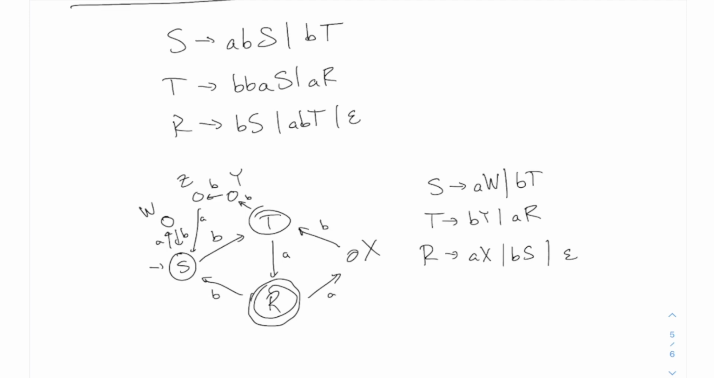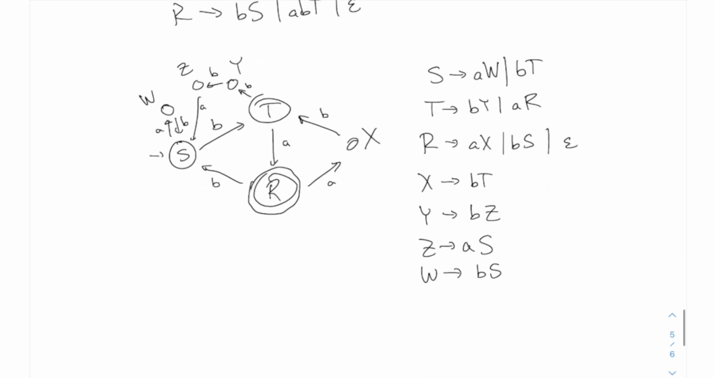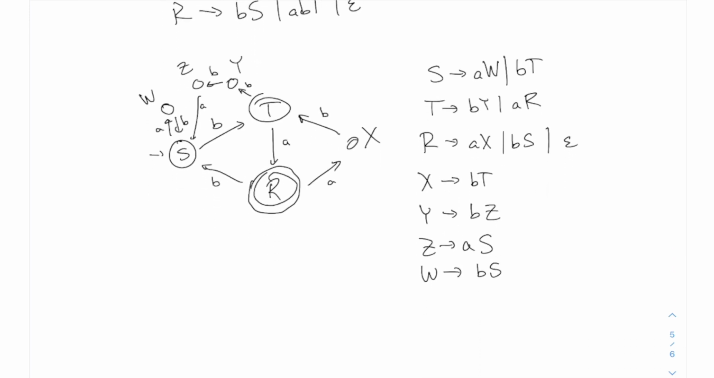And then we also have the X, Y, Z, W. The X has an outgoing arrow BT. The Y goes to BZ. The Z goes to AS. The W goes to BS. Sorry, I'm off the bottom. Right? This is just converting that picture back into a grammar. But what's interesting about this is this grammar now is single step.